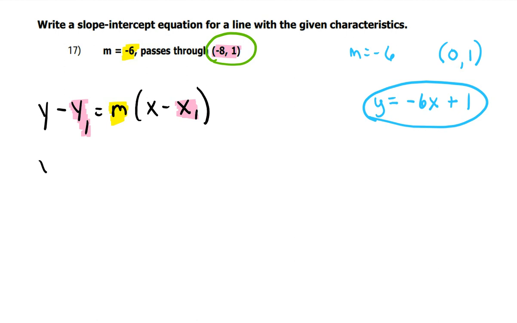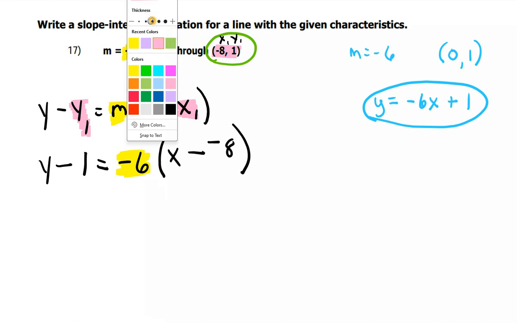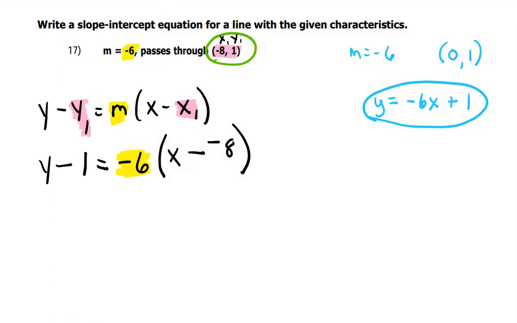So this is going to be y minus the y coordinate. This is your x, this is your y, but you call them x sub 1, y sub 1. So the y sub 1 is the number 1. My m is a -6. And then it's x minus x sub 1, which is a -8. All right, you got to be careful. All of -6, that's your slope. And then your random point is (-8, 1).